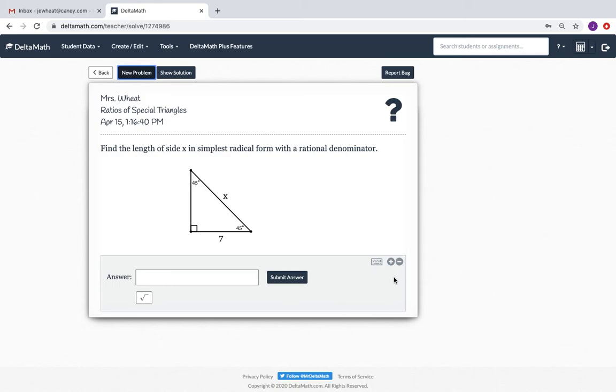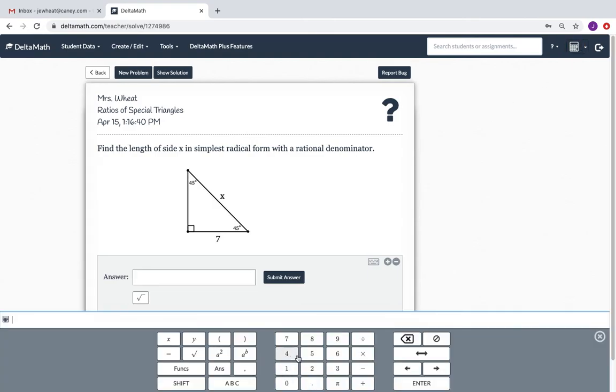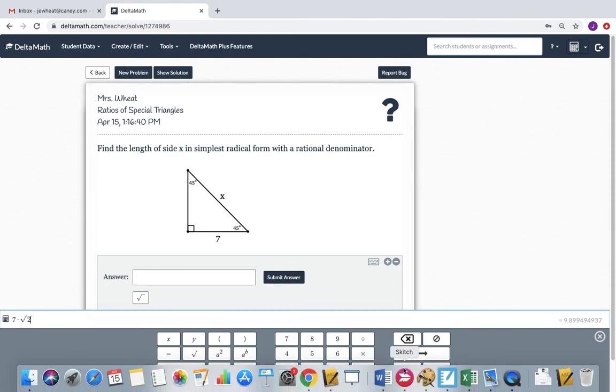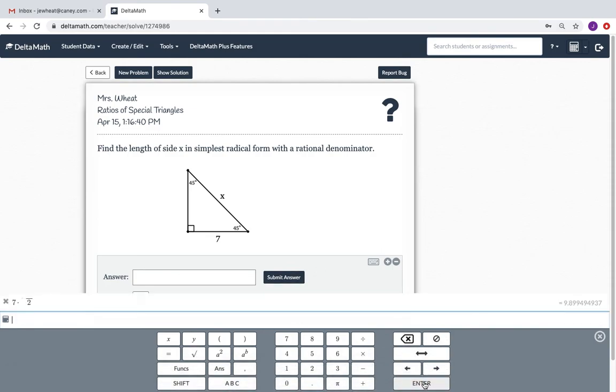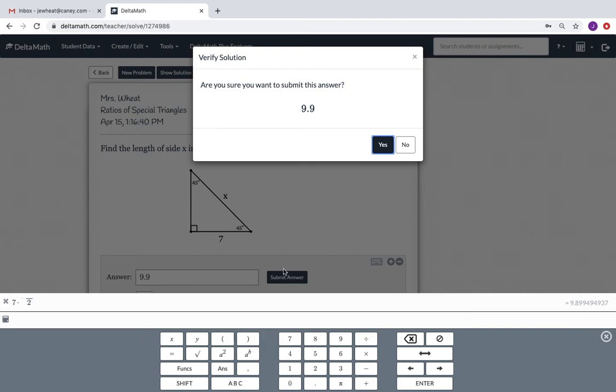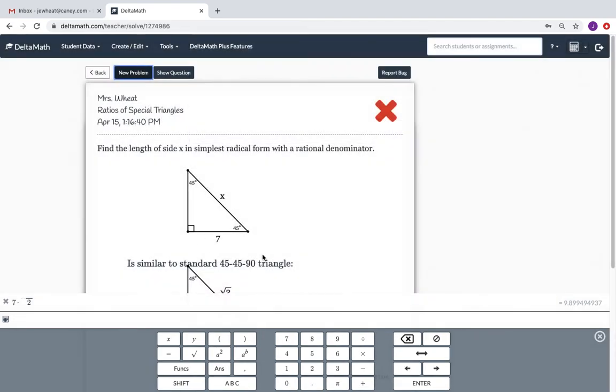So on my calculator, I'm going to go ahead and get that out here. I'm going to take 7 times the square root of 2. Then I'm going to hit enter. Okay, that gives me the decimal 9.899, so I'm going to round that up to 9.9. Okay, I'm going to select yes.